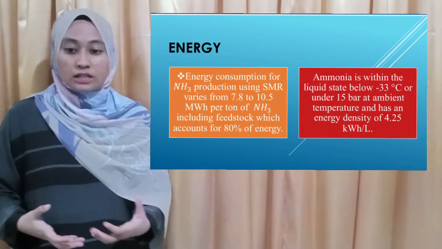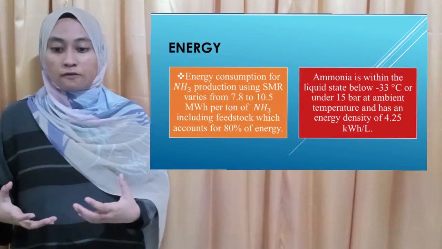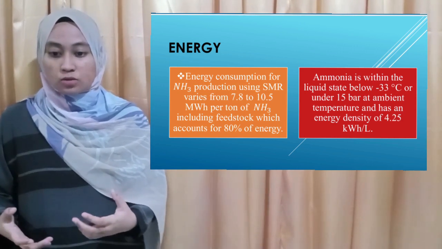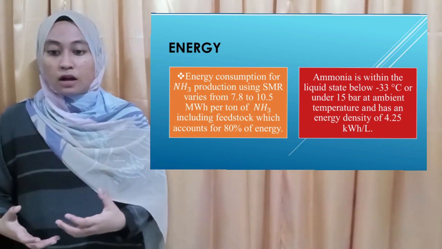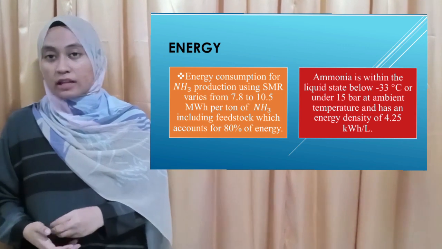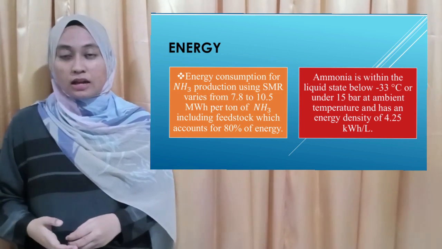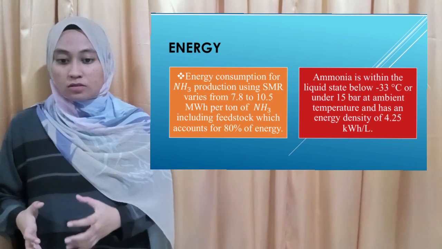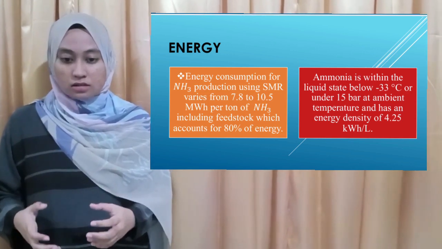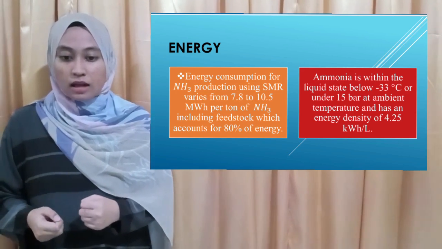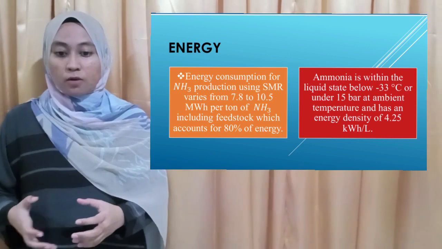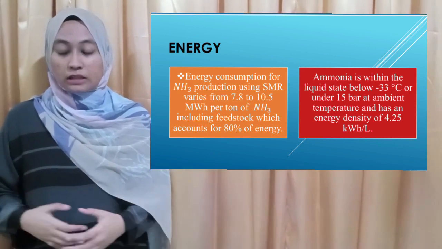So first, energy. Energy consumption for ammonia production using SMR varies from 7.8 to 10.5 megawatt hours per ton of ammonia, including feedstock, which accounts for 80% of energy. Ammonia is also in liquid state below -33 degrees Celsius or under 15 bar at ambient temperature and has an energy density of 4.25 kilowatt hours per liter.